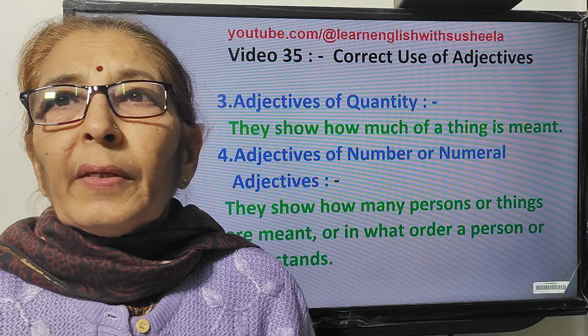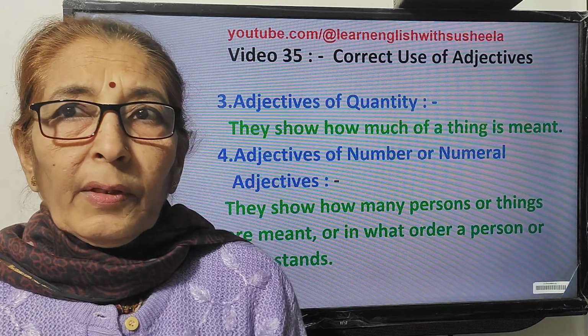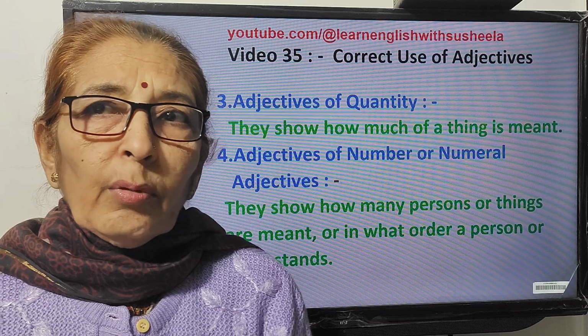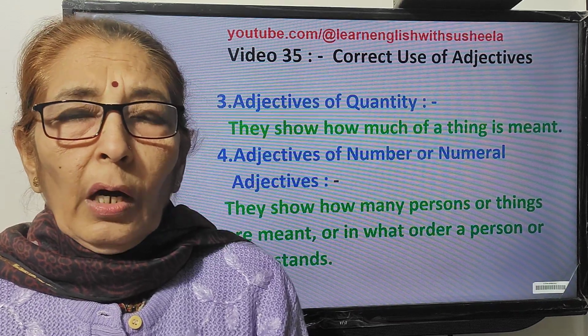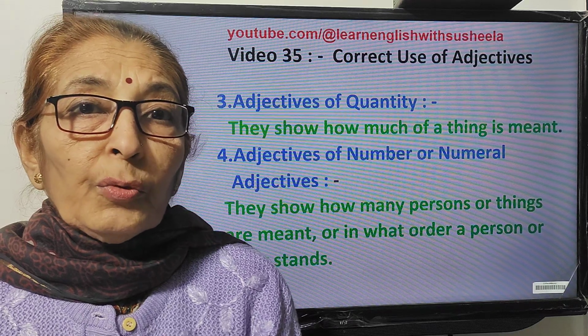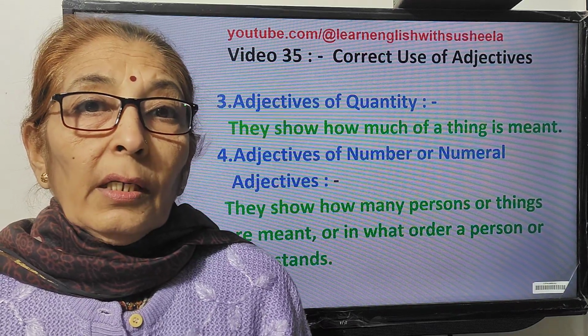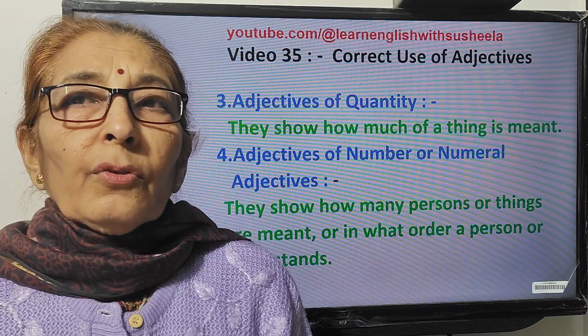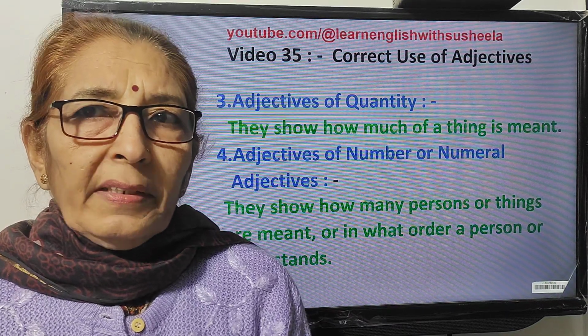Third is adjective of quantity. Quantity, all of you know that quantity means uncountable noun. So they show how much of a thing is meant. For example, there is much sugar in the milk. He has enough money. Or is there some sugar at home? So these are examples of quantity.